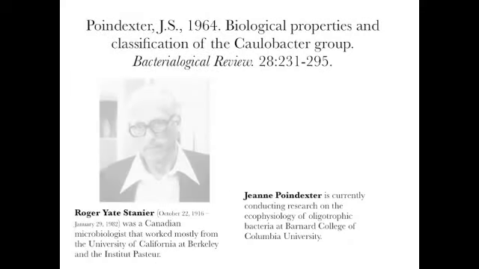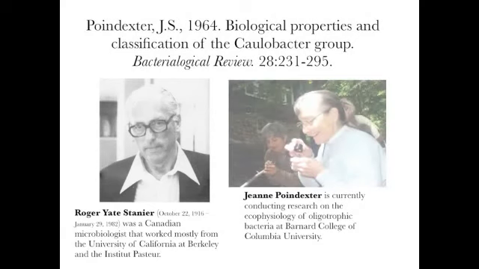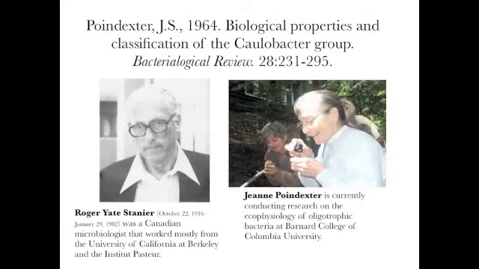The team that propelled research into the dimorphic life cycle of Caulobacter was a Canadian named Dr. Roger Yates Stanier and his American mentee Dr. Jean Poindexter, both from UC Berkeley. Their landmark paper, published in 1964, called The Biological Properties and Classification of the Caulobacter Group, as well as a follow-up paper in 1966 titled The Development of Cellular Stalks in Bacteria in the Journal of Cell Biology, was crucial in establishing Caulobacter crescentus as a model organism to study dimorphic replication.